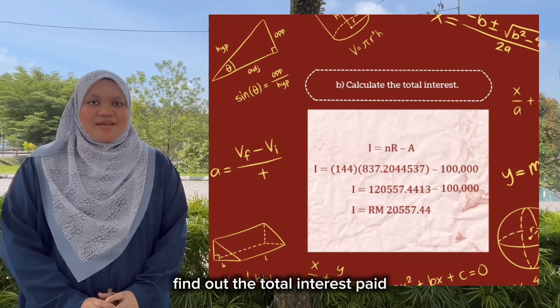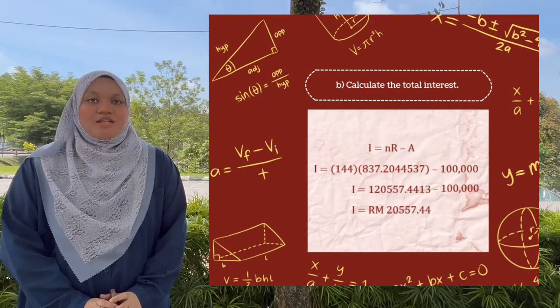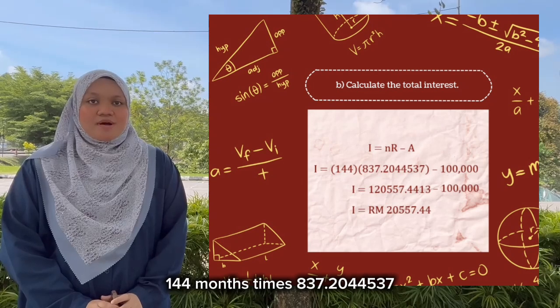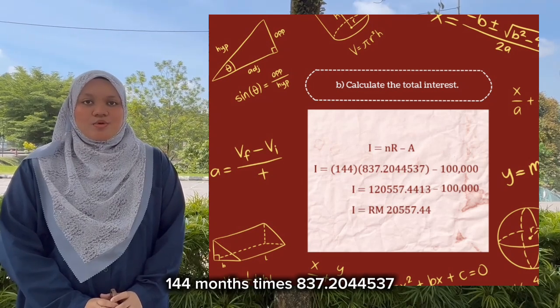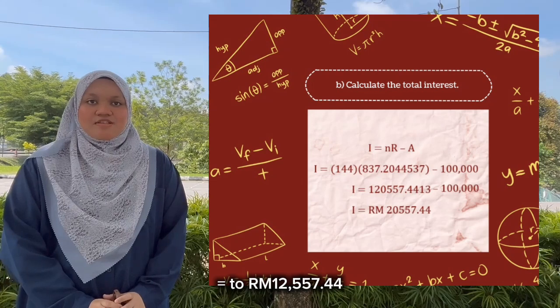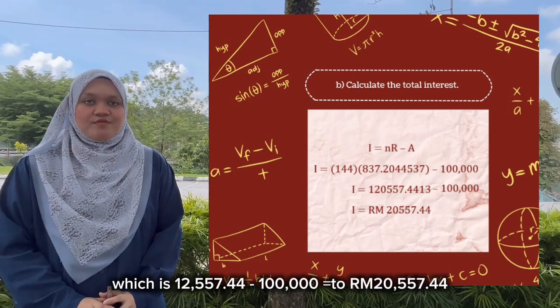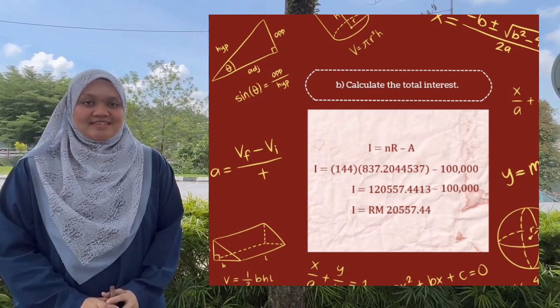Find out the total interest paid over the entire loan period. We use this formula, which is I equals NR minus A. Now we calculate the total amount paid. 144 months times 837.20444537 equals 120,557 ringgit and 44 cents. Next, we subtract the original loan amount, which is 120,557.44 minus 100,000, equal to 20,557 ringgit and 44 cents. Here are the first 5 payments.